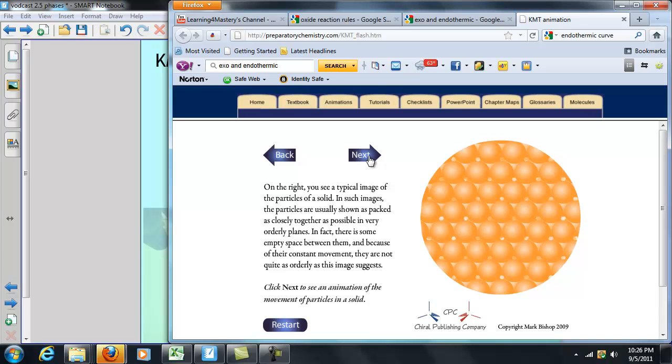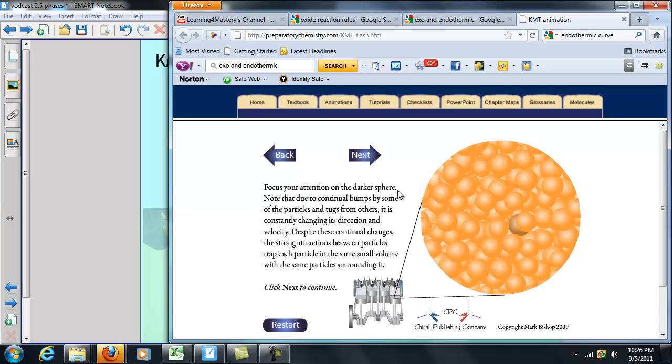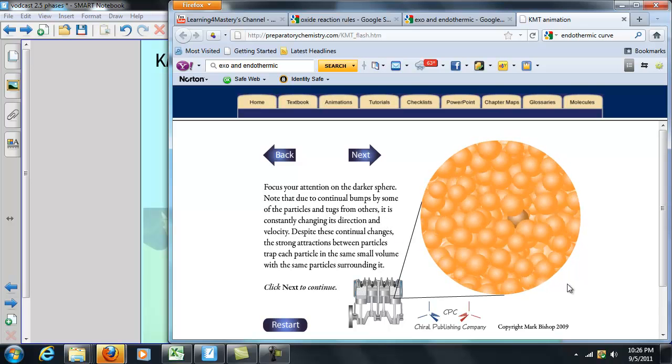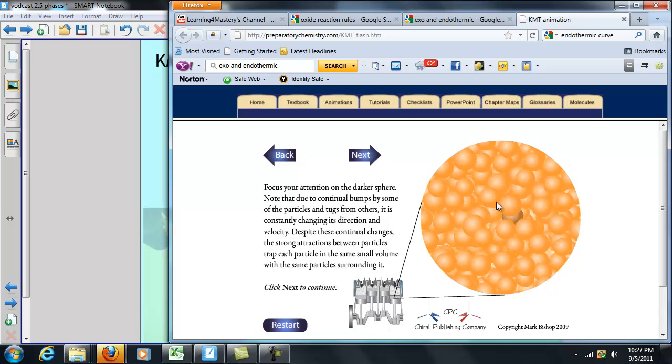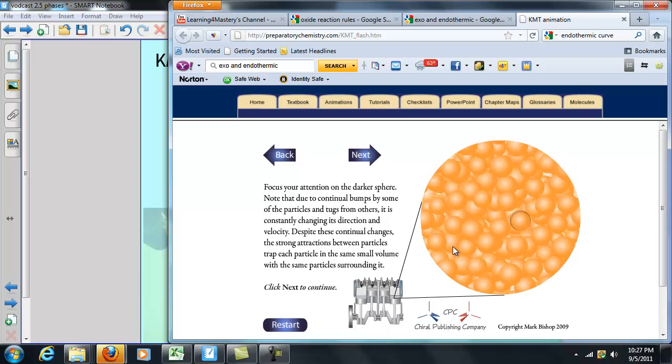But here's what I want you to look at. Look at this diagram. Right here, we've got a bunch of molecules packed together. This is what they look like as a solid. If you take a real quick look at this, you'll see that they're all moving, but they're not really moving around each other.